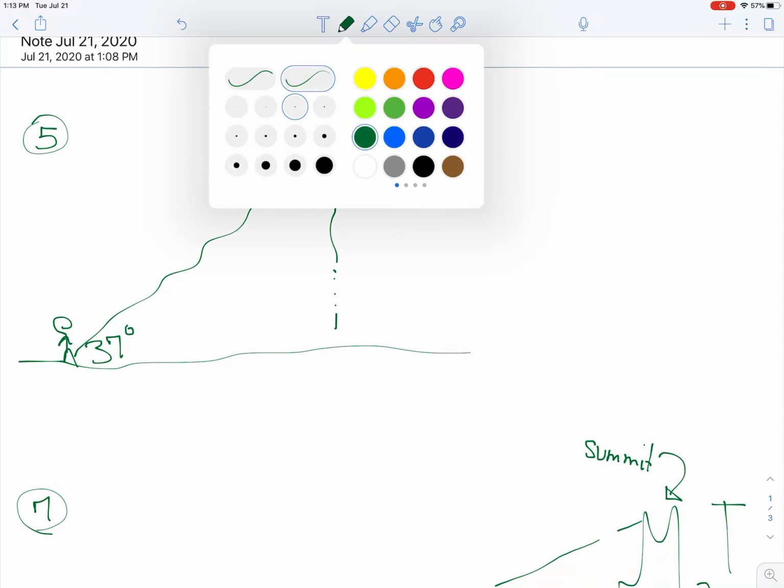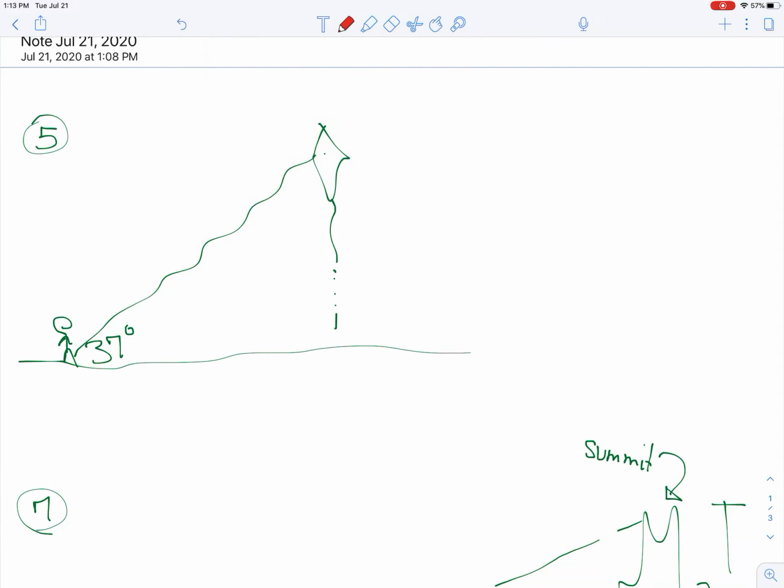Okay, LyNeta, you asked about these 2 or 3 here. Number 5, you're flying a kite at a beach and you should determine the angle of elevation of the kite, which is 37 degrees. So here's you, and here's 37 degrees. That's an angle of elevation up to the kite.